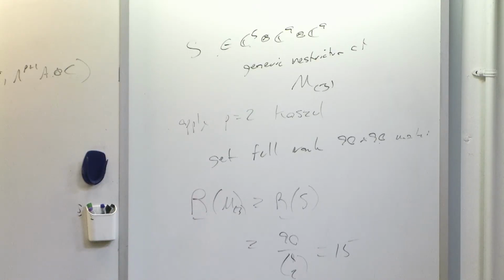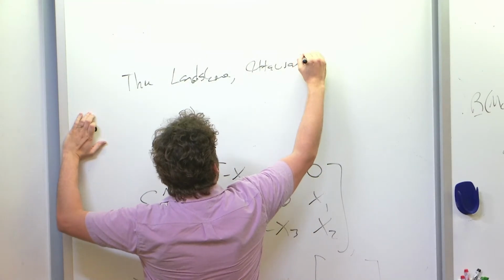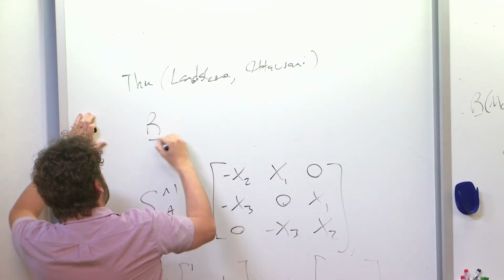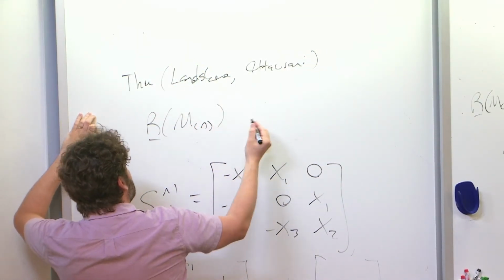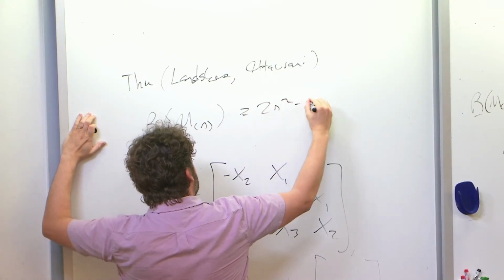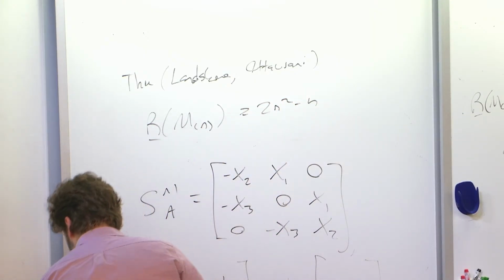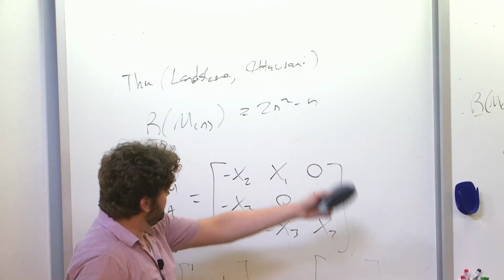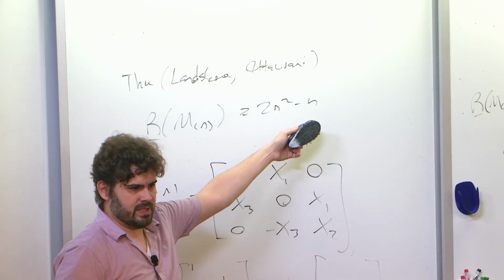This result is due to Landsberg and Ottaviani in 2013. And they show that with Koszul flattenings, it's possible to give a result for all n. So, theorem, Landsberg: the border rank of n by n matrix multiplication is bigger than or equal to 2n squared minus n. And if we plug in n equals 3, we get 18 minus 3, which is 15.